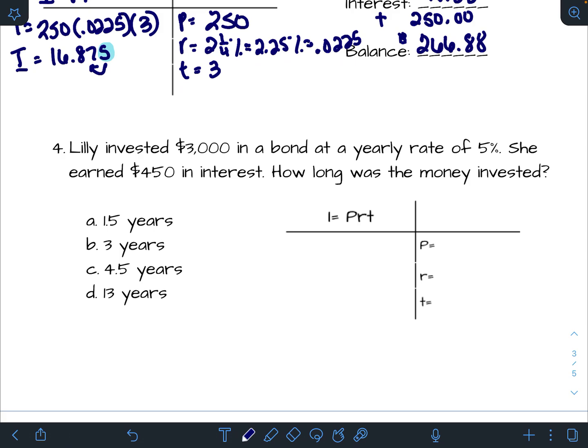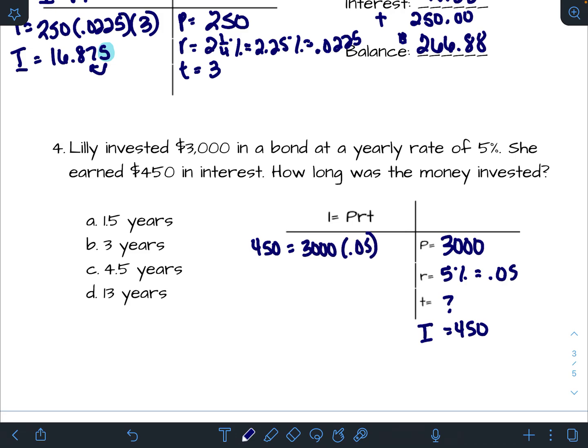Now on this next one, I am kind of working backwards to find how many years the account was invested in. So I know she invested $3,000 at a rate of 5%, or 0.05. And I'm looking for the time, but they tell me the interest was $450. So I'm going to substitute that $450 in for my I. My principal is $3,000 times 0.05 is my rate, and I'm looking for my time.